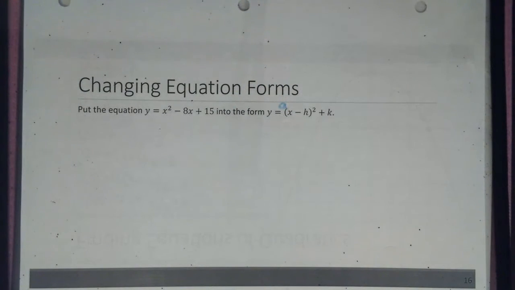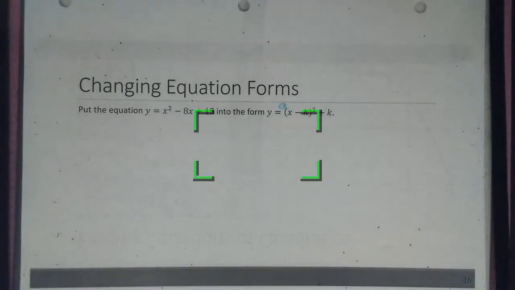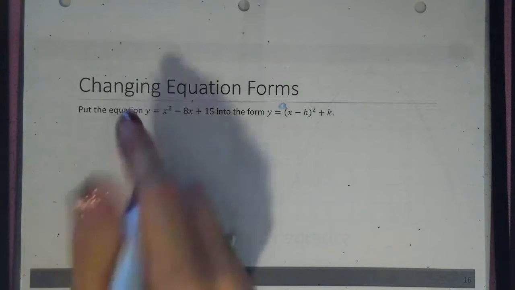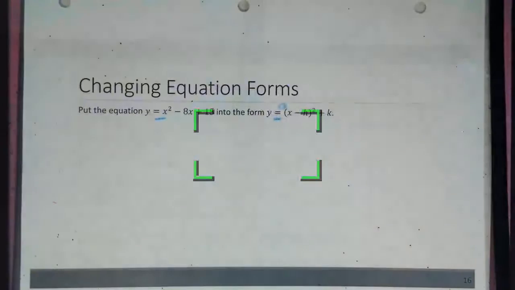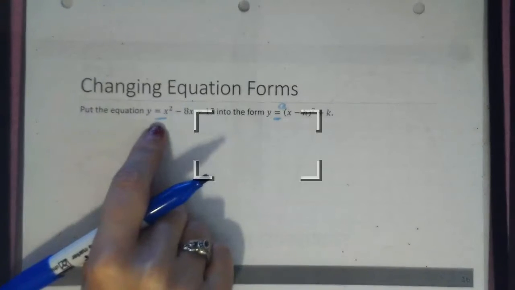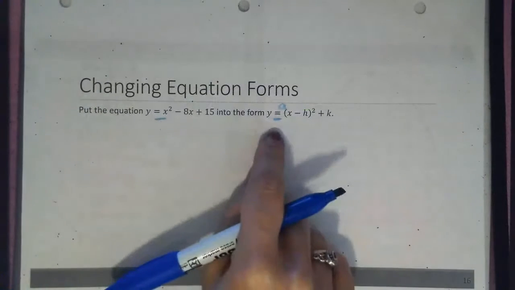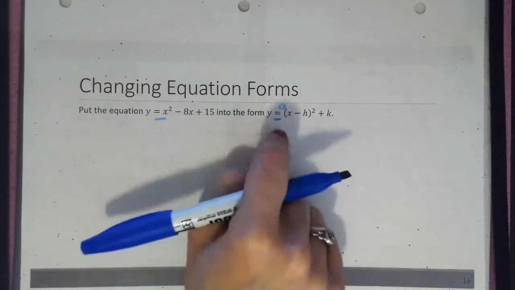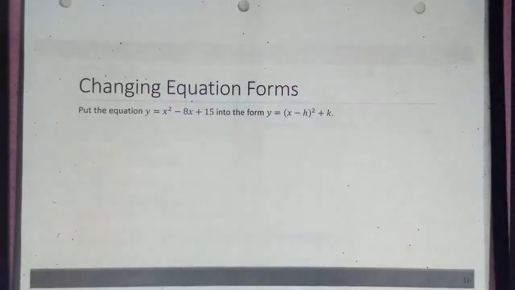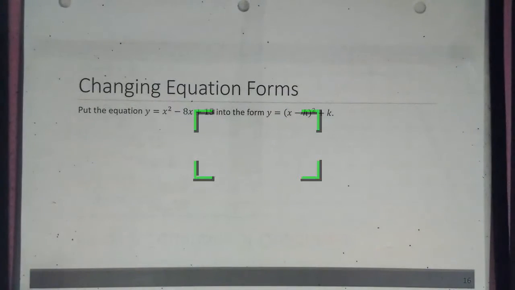But what's really neat about quadratics and these two forms, our standard form and our vertex form, is that the a value in both of them is the same. So in this case, our a value is 1. That means if I were to switch forms, my a value would be 1 here as well. So if it's 1, I don't have to write it. So that means I just need to find my vertex.